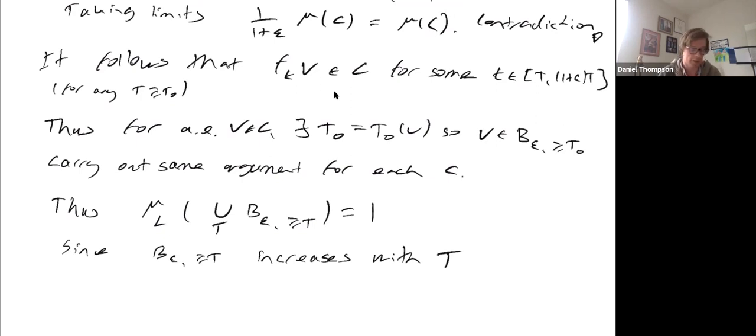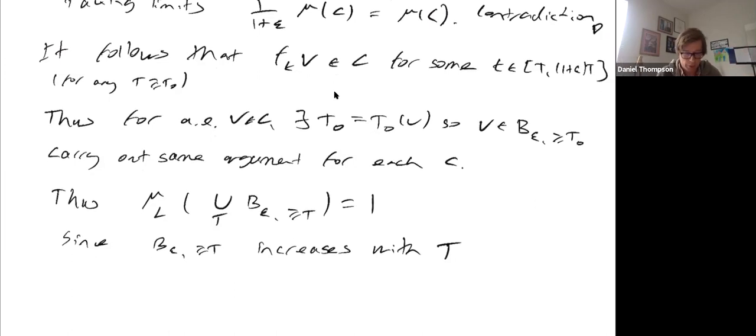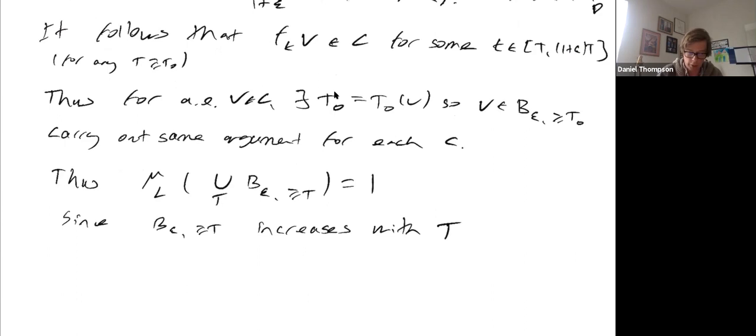Just to think about that for a second. This is saying that for a fixed T, you're getting this recurrence starting at T and at every point forward of that. And so I'm saying if you increase that threshold, I've got a bigger set. That's an easier condition to meet, right? So it's a bigger set. So we've got an increasing family of sets which exhaust the space. So mu L of the union of B epsilon greater than or equal to T goes to 1, which is what I wanted.